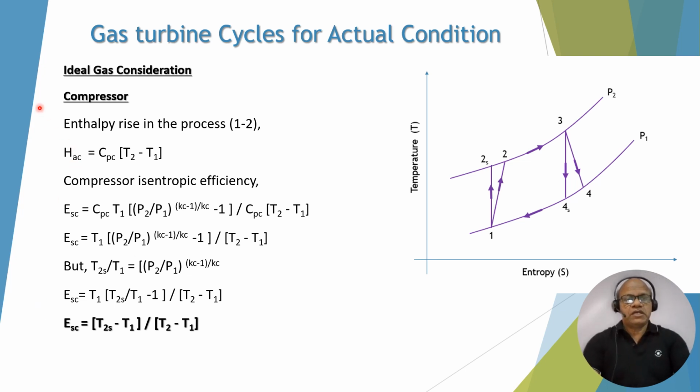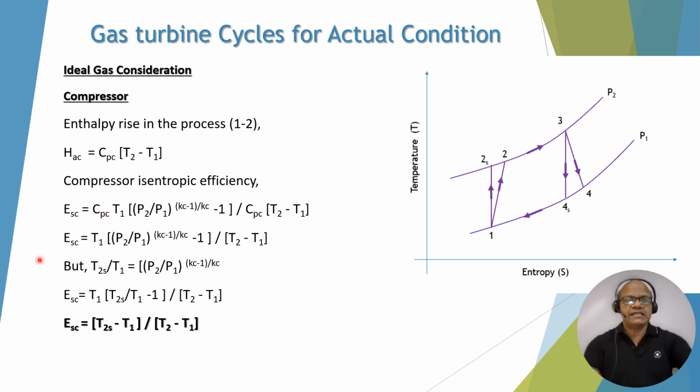Now the process actual enthalpy rise in process 1 and 2, we can write HAC, C suffix stands for compressor, CPC into T2 minus T1. So compressor isentropic efficiency is defined as CPC T1 into P2 by P1 to the power Kc minus 1 upon Kc, divided by CPC into T2 minus T1. So further CPC cancels out.